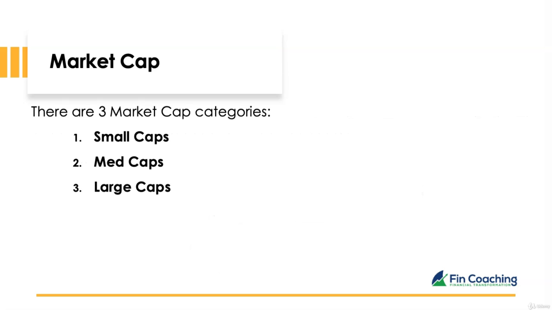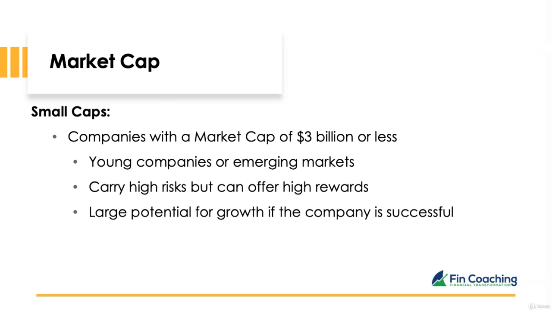There are 3 market cap categories in total: small caps, mid caps, and large caps. Let's look at each cap category. Small caps. These are companies with a market value of 3 billion or less. These companies are usually young companies or in emerging markets.